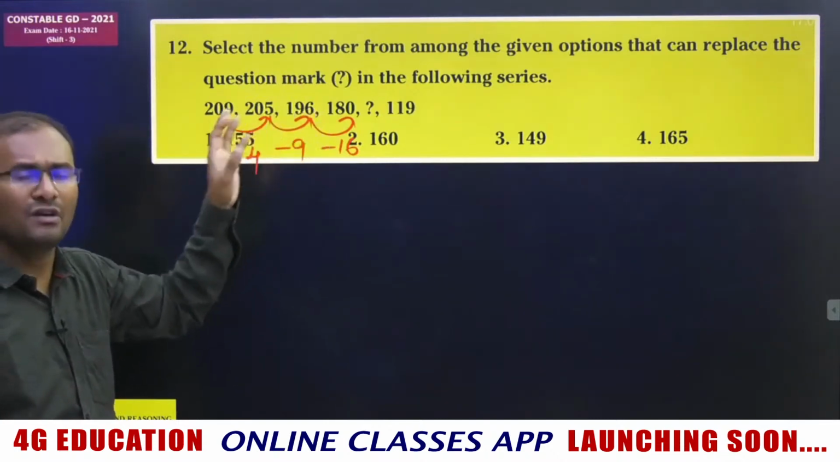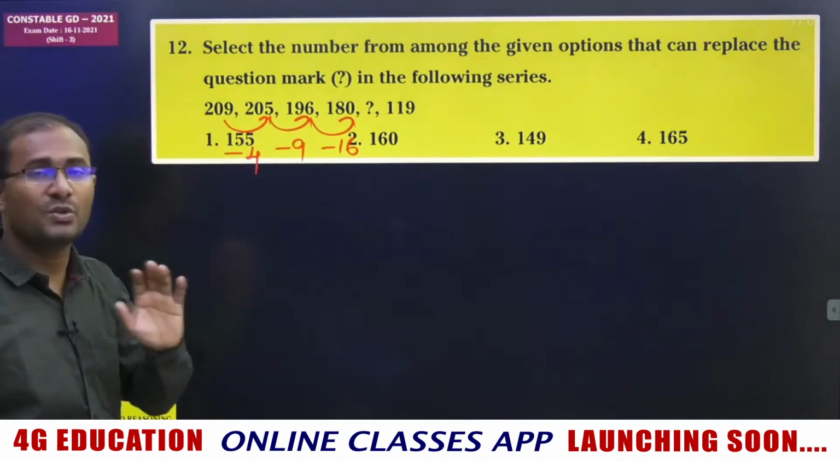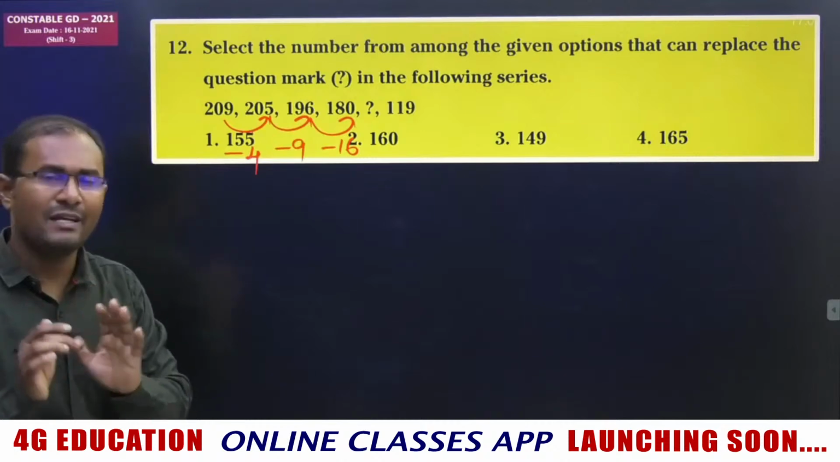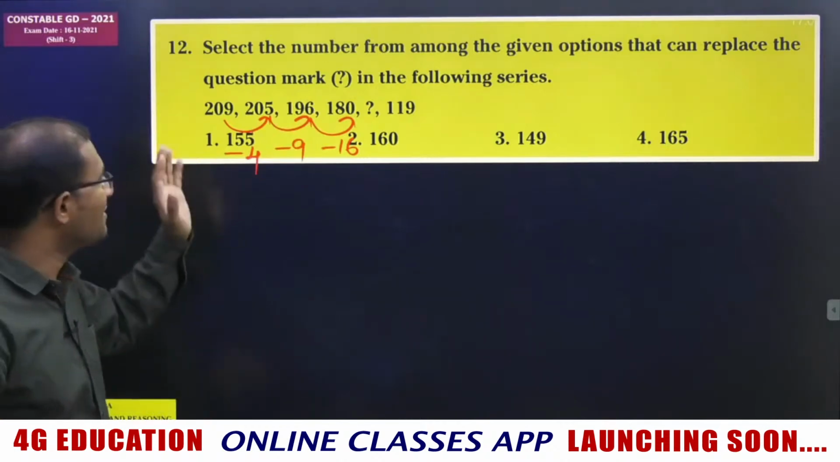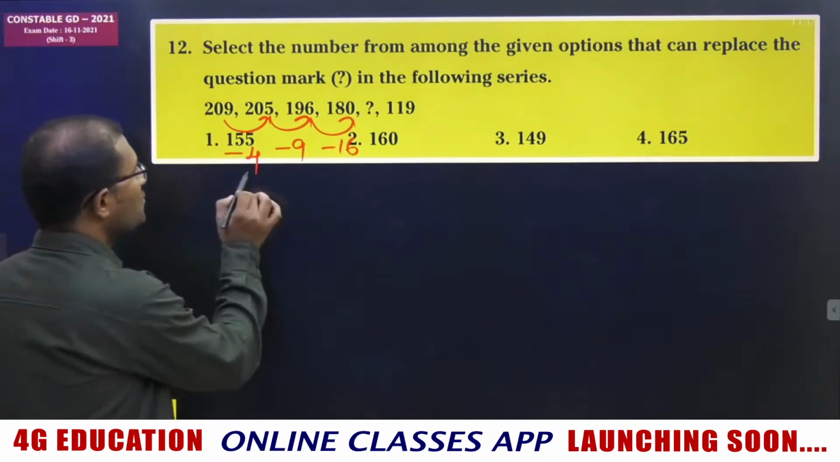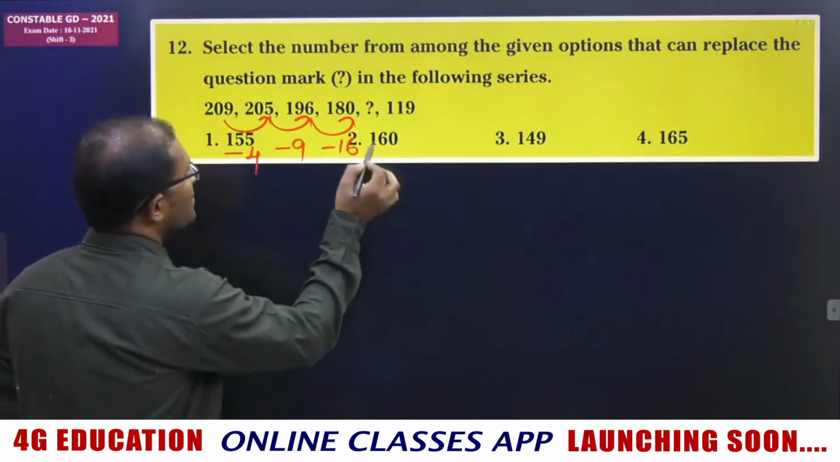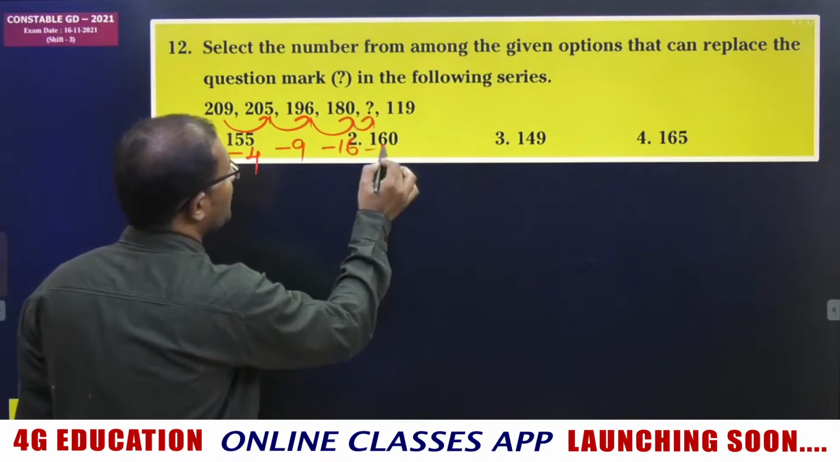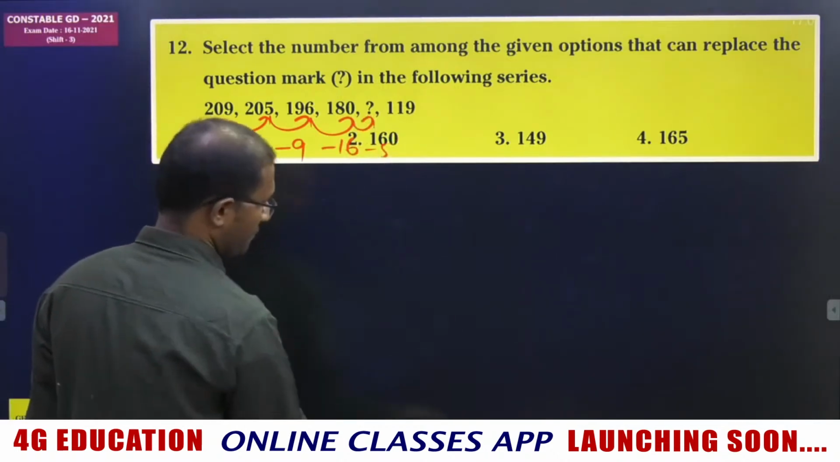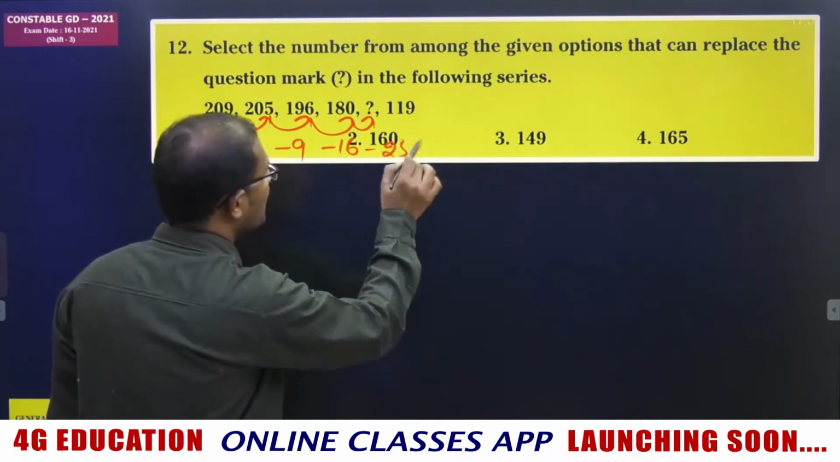It means you should not write anything unnecessarily on the rough sheet. Just look at the series and try to take the difference directly. Now this is nothing but 2 square, this is 3 square, this is 4 square. Next would be 5 square. What is the 5 square value? It's 25. It means we have to subtract 25.